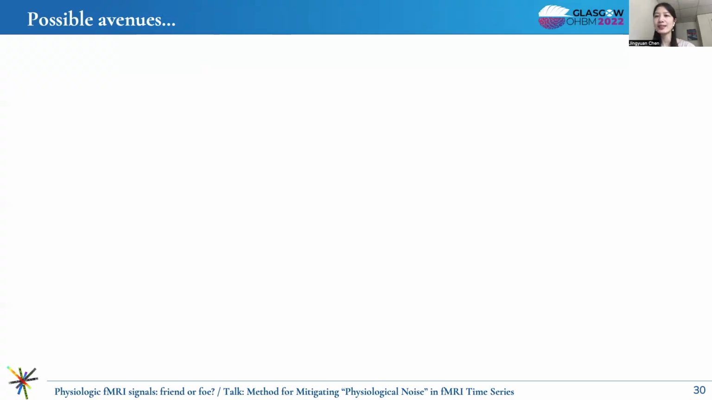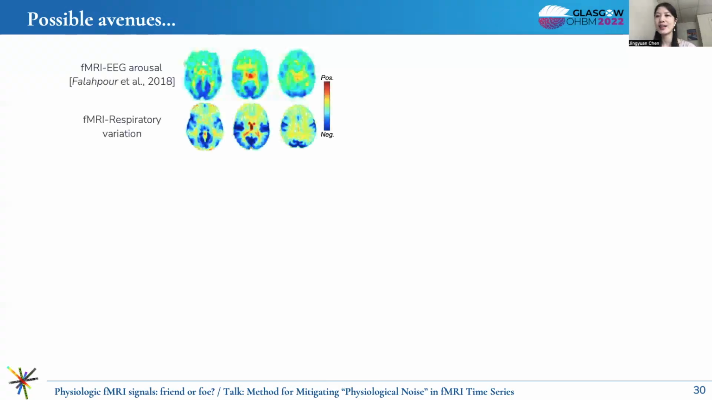But here, I want to highlight some potential thoughts on how to tackle these questions in human fMRI. These are just preliminary ideas. So first, information from the deep brain structures may provide some insights. For instance, if you contrast the fMRI spatial patterns of arousal effects and regional respiratory variation, while the spatial maps are very similar in the cortical region as shown here, the behaviors of thalamus are quite different. It seems to be more engaged in the arousal states.